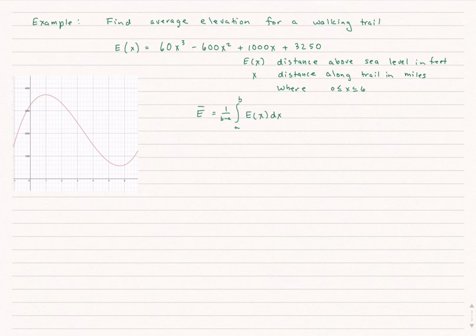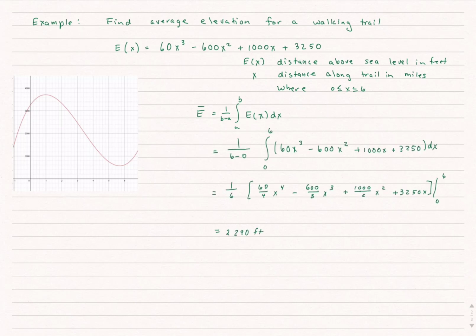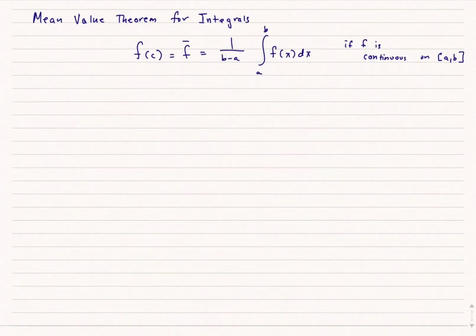I'm going to use the formula I just came up with, that is, the average value of E is equal to 1 over b minus a times the integral from a to b of E of x dx. When I plug in my equation and do my integration, I find that the average elevation along this walking trail is 2,290 feet. We can expand this to what's called the mean value theorem for integrals. F of c is equal to f bar, which equals 1 over b minus a times the integral from a to b of f of x dx, assuming f is continuous on that interval.